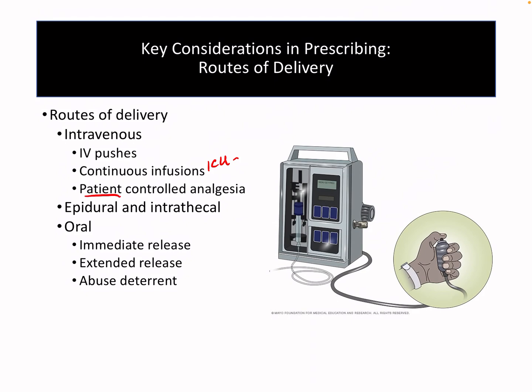You also have what's called patient-controlled analgesia, and the reason it's called this is because the patient will be holding this little button here, and then whenever they press the button, they can get a small dose of opioid. Your routes of delivery can also include epidural and intrathecal routes. And for oral therapies, immediate release, extended release, and abuse deterrent opioids.